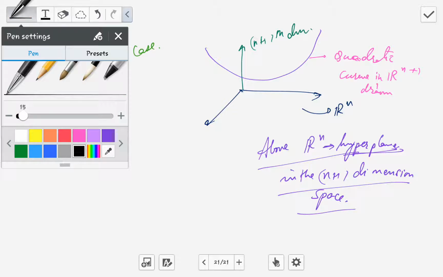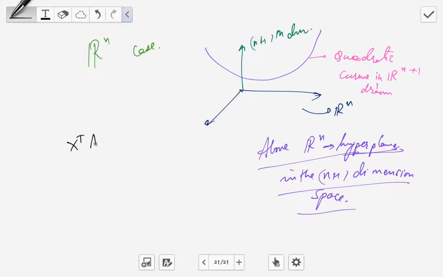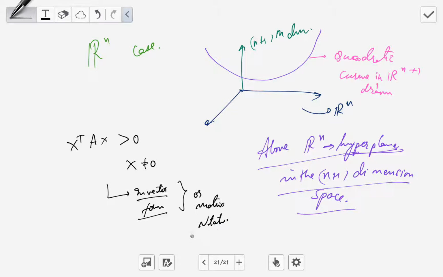So what is that definition? That is X transpose Ax must be greater than 0 for x not equal to 0, in vector form or matrix notation. Okay, and this should be for all x belonging to Rn, right? Yeah. Now this condition is called the positive definiteness.